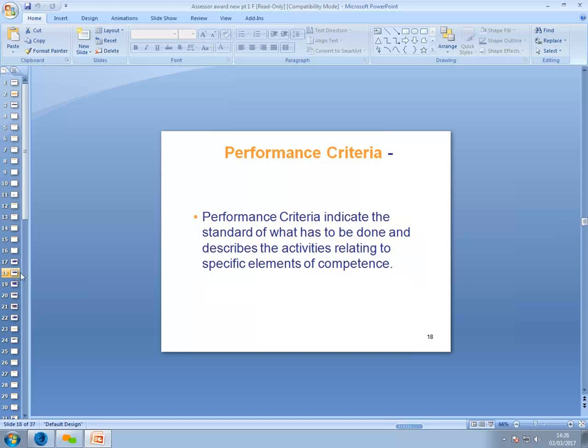Performance criteria indicate the standard of what has to be done, and it describes the activities relating to specific elements of competence. Now that will be for practical-based qualifications. It will say exactly what has to be done. For academic qualifications, this is where it talks about, you'll see things like indicative content, where it will tell you the sort of thing that you should be discussing or putting into your output.